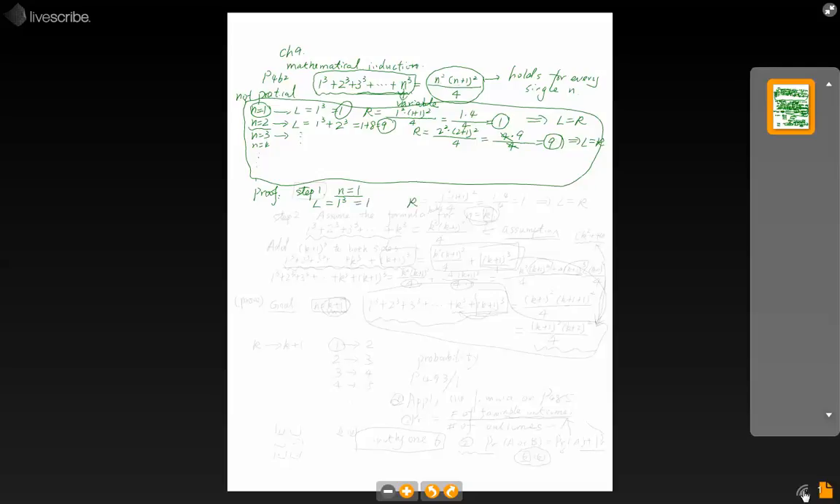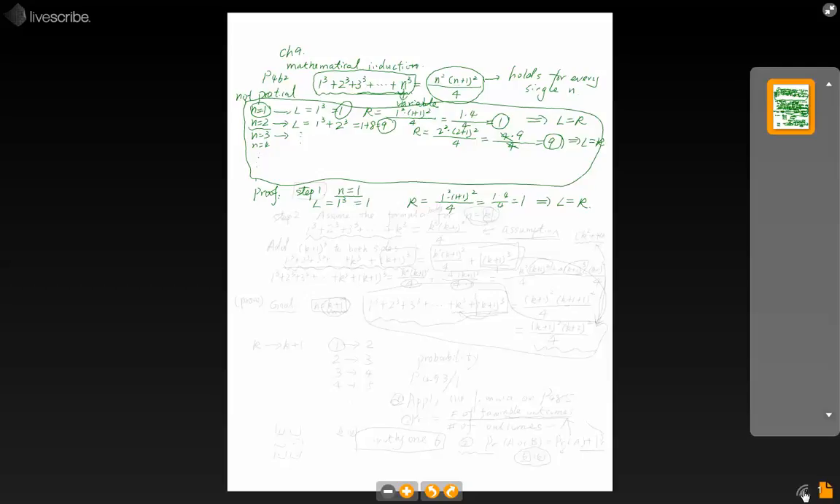And the right side is very easy, just replace n with 1. So I get L equals 1. So step 1, we only proved that this formula holds if n equals 1. How do we prove the formula holds for n equal to 2, n equal to 3, n equal to 4, and so on? We don't need to do all of them.